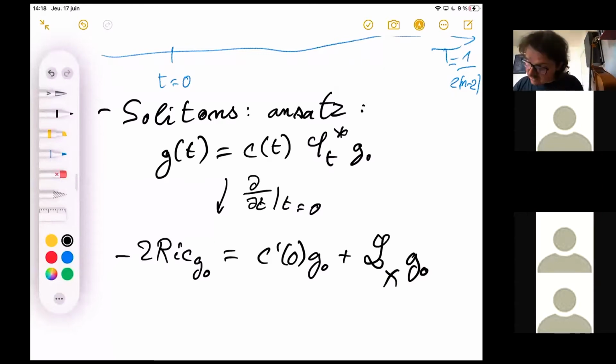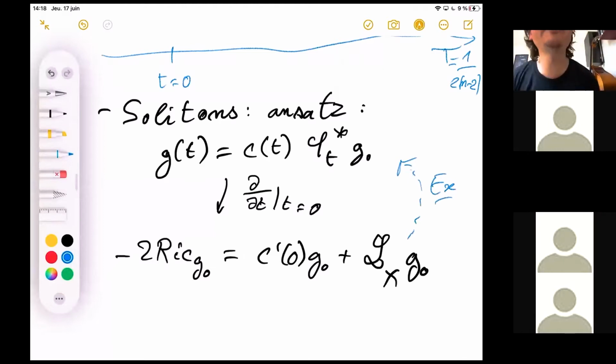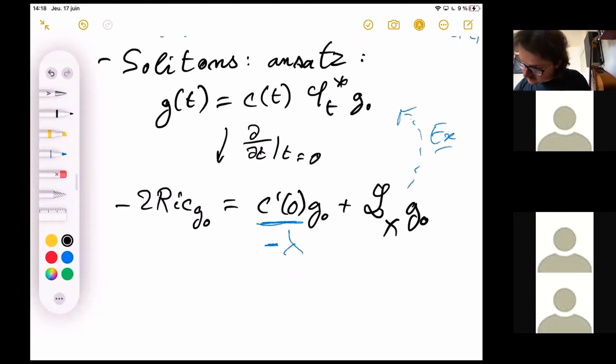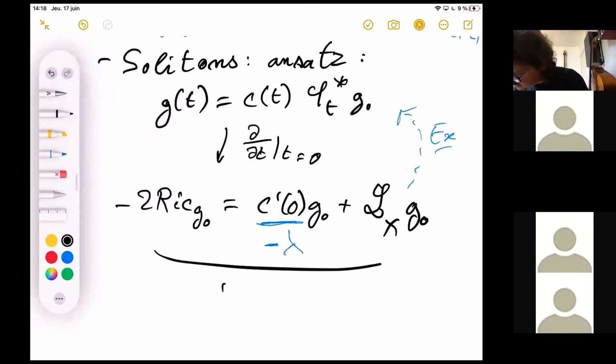And actually, it's an exercise to show that you can go back here. If you have a metric g0 which satisfies this for some vector field, then you can go back. Usually this constant is called minus lambda. And so this is the equation for a Ricci soliton.